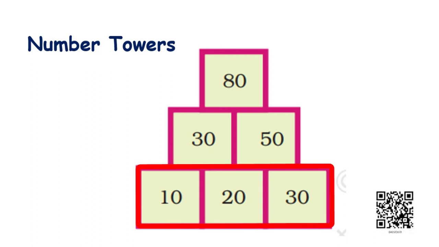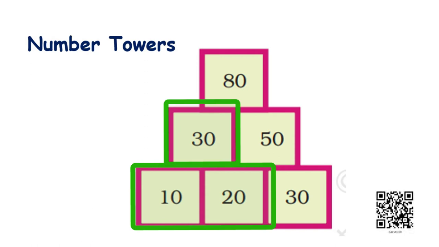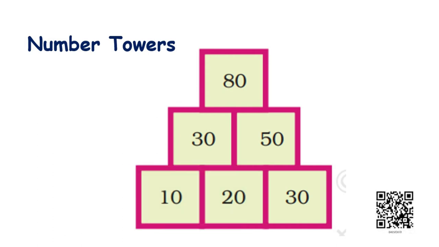If you see the bottom row, it is 10, 20, 30. Just above that, we have 30, 50. And at the topmost tower, we have 80. Can you identify a pattern from this? Yes, very good. If we add the two numbers at the bottom of the tower, we get just the number above that. Look at these numbers. 10 plus 20. What are we going to get? 30. And 30 is above that.